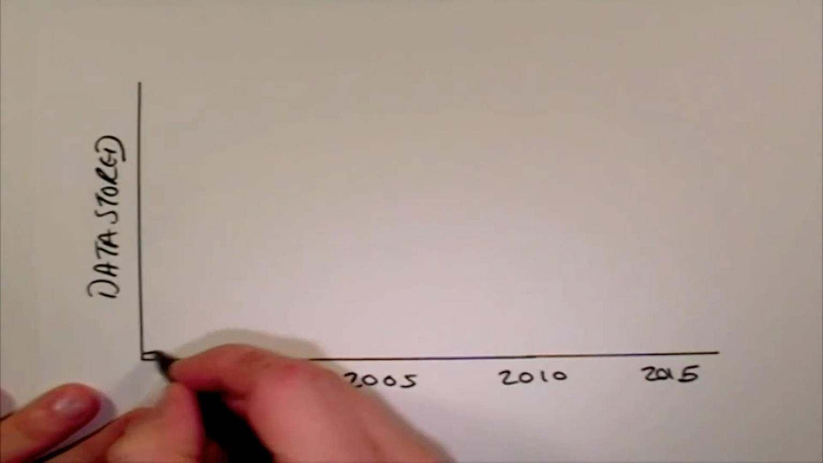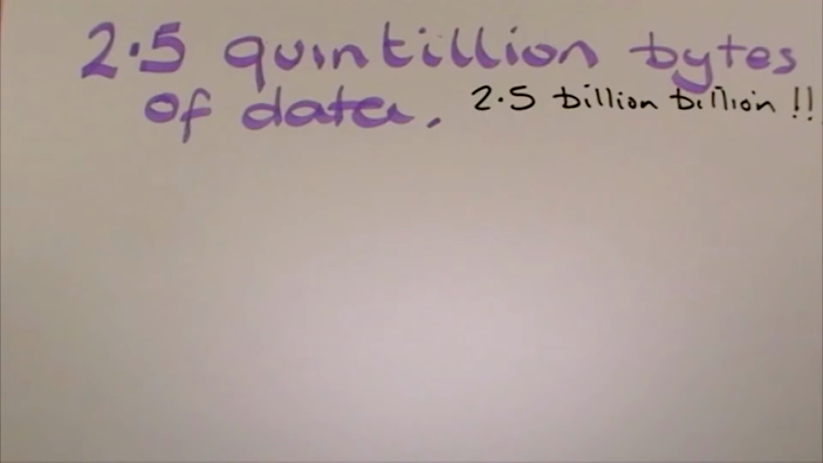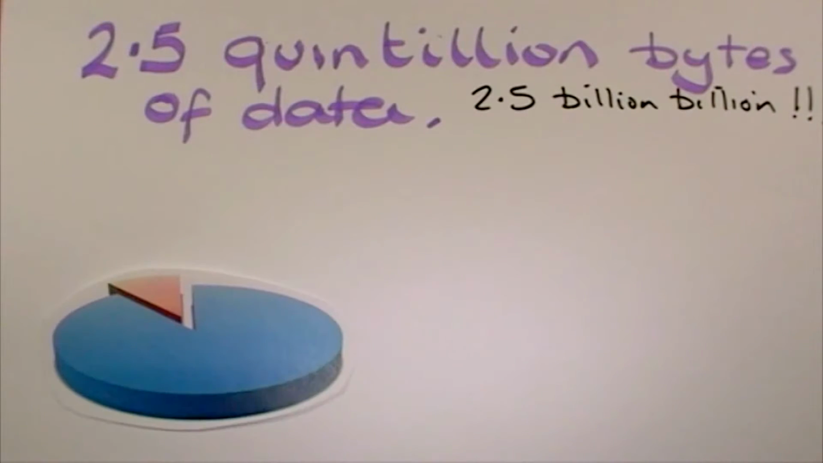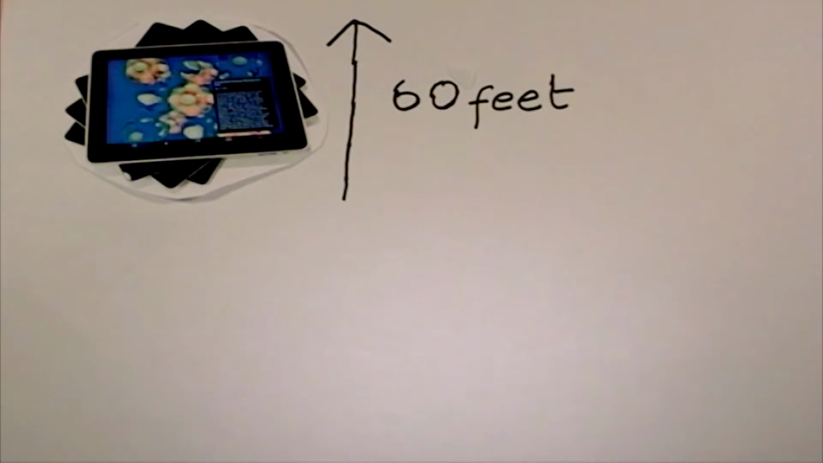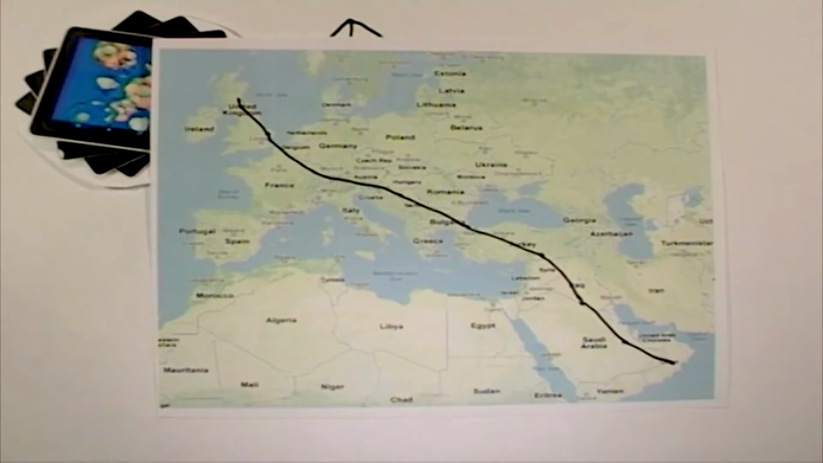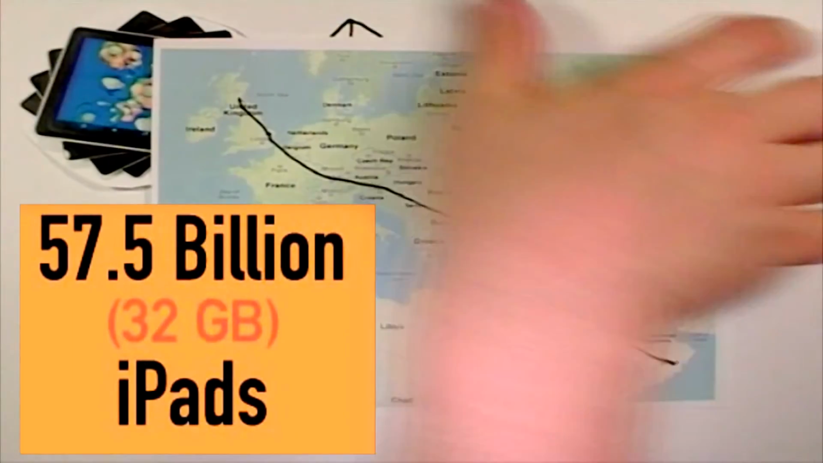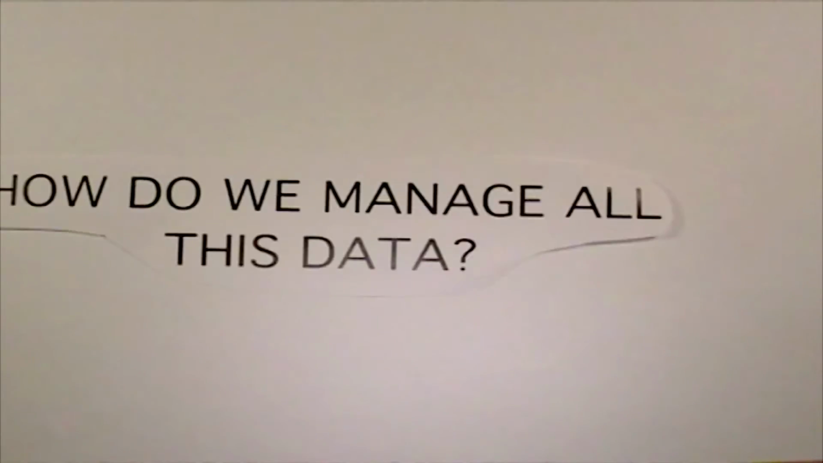The amount of data that we store is growing at a tremendous rate. In fact, every day we create 2.5 quintillion bytes of data. So much that 90% of the digital data in the world today was created in just the last 2 years. That's the equivalent of a 60-foot high wall of iPads stretching from Edinburgh to Oman in the Middle East. How do we manage this massive increase in the data we store?